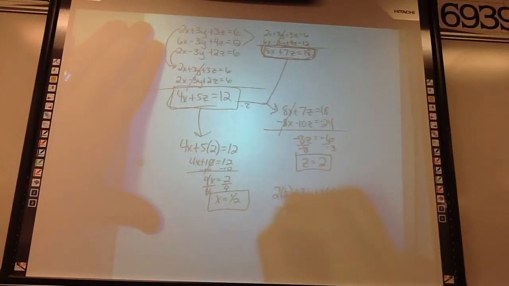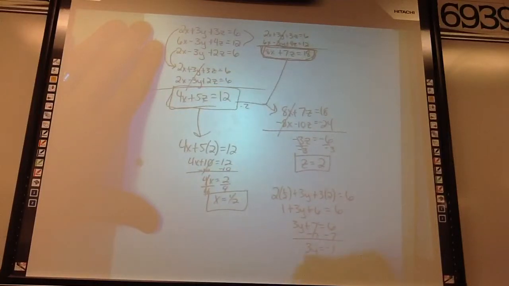So finishing this, 2 times 1/2 is 1, 3y plus 6 equals 6. Well, combine like terms, 1 and 6 is 7, so I have 3y plus 7 equals 6. Subtract 7, 3y is negative 1, divide by 3. Y equals negative 1/3.